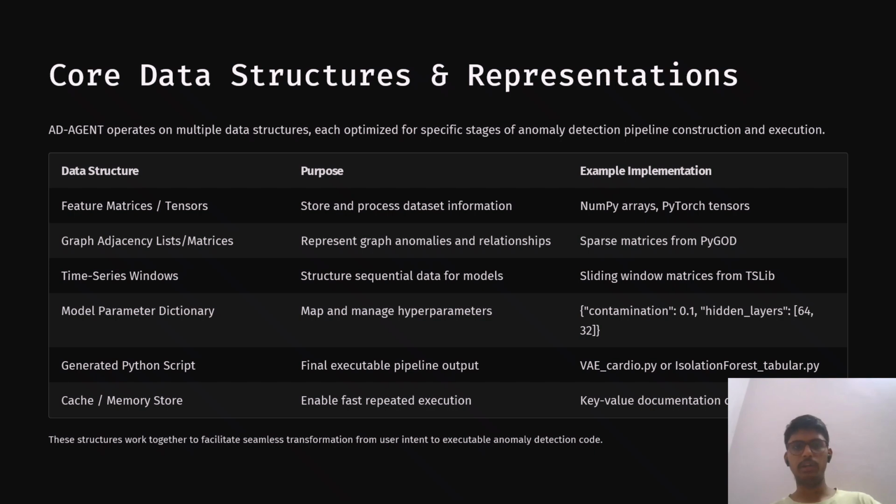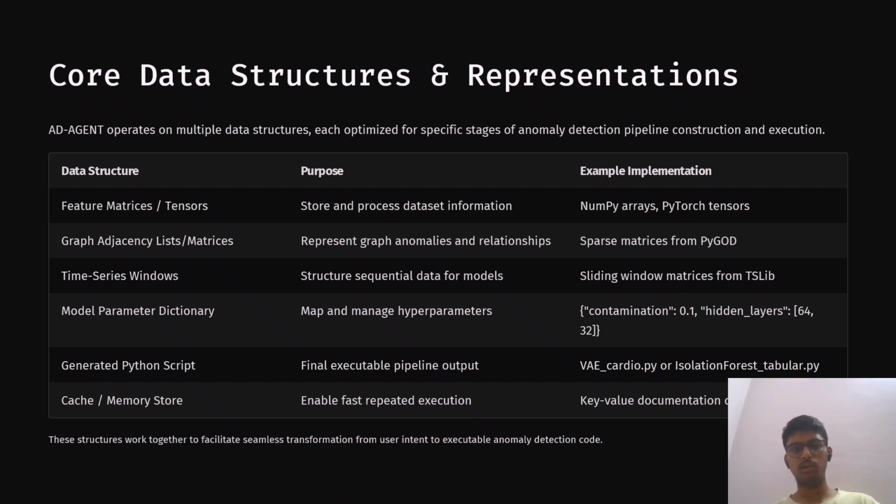And the code data structures and representations. In the data structure, first we have the feature matrices and tensors. Its purpose is to store and process dataset information. For example, we use NumPy arrays and PyTorch tensors.